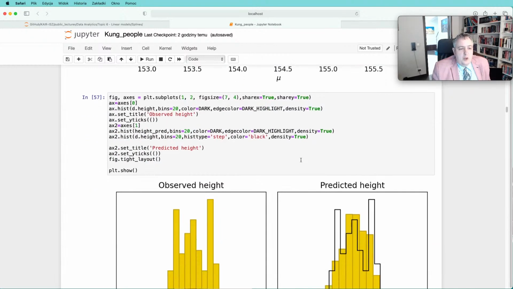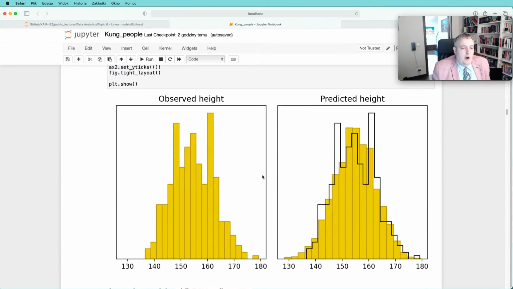So we can now compare our observed height to the predicted height, and this is not a terrible model. Let's be frank. It doesn't spread as much, because it's a bit lighter here. It gets outside of the spreads somewhere here. But generally, it's not a terrible model. But certainly, we can do better. We want to do better. So we want to get our observed height versus the predicted height and see what's going on.